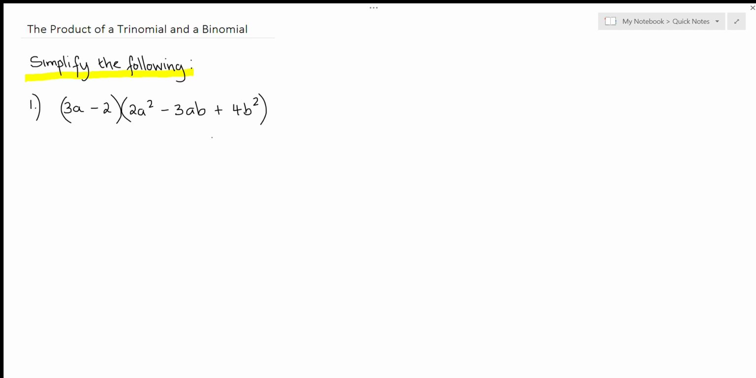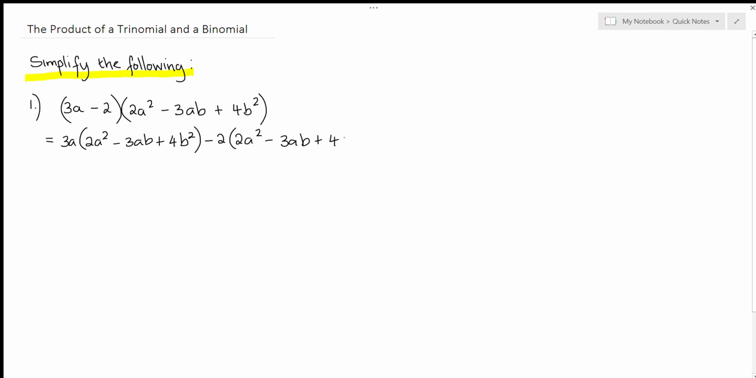If you're starting out for the first time and you haven't done this before, I would suggest that you split it up. So we're going to take the first term in the binomial and multiply it by each term in the trinomial. Then we're going to take the second term in the binomial, which is minus 2, and multiply it by each term inside of the trinomial.